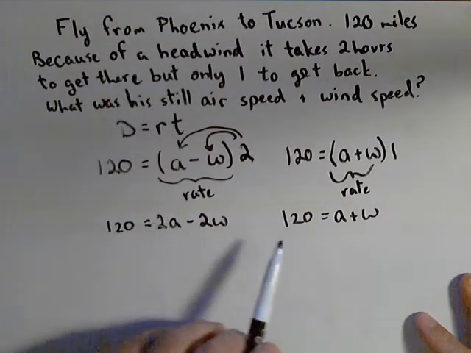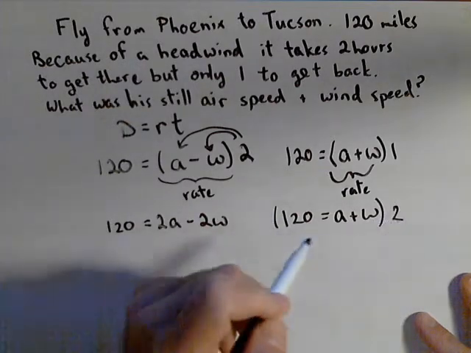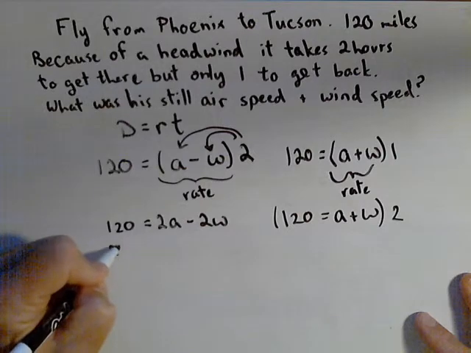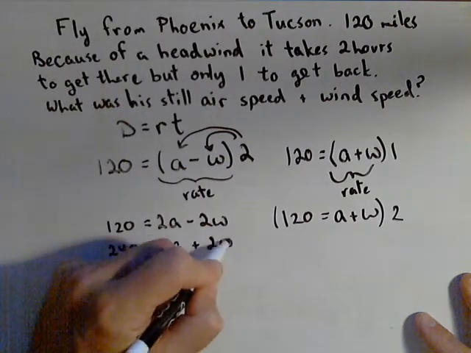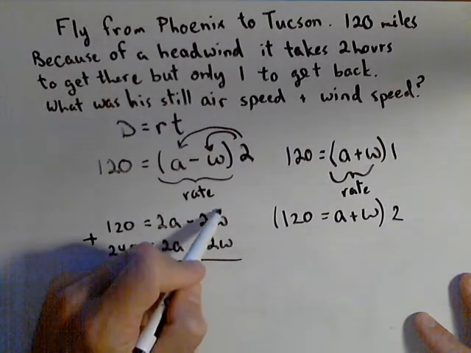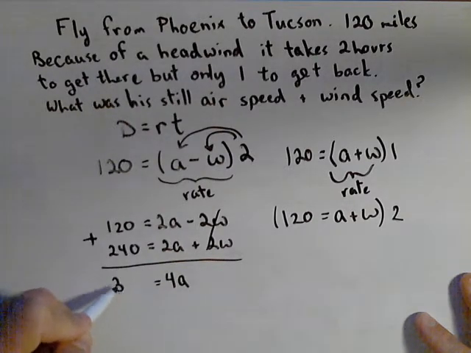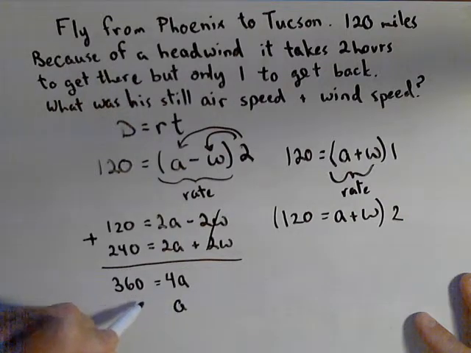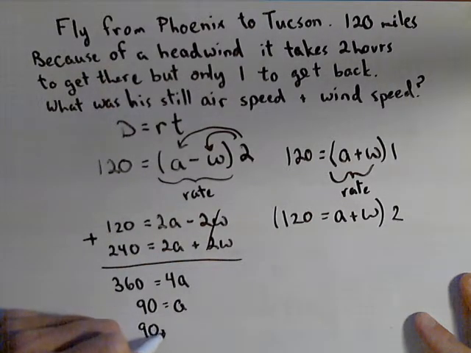I see that if I double my equation here, I'm going to be able to eliminate. So I'm going to double everything in this equation. So that's going to give me 240 equals 2A plus 2W. And I'll add my two equations together, so I'm going to do elimination. Because the W's eliminate, and I get 4A equals 360, or dividing by 4, I get that A equals 90, and because we're in miles an hour, that's 90 miles per hour was his airspeed.